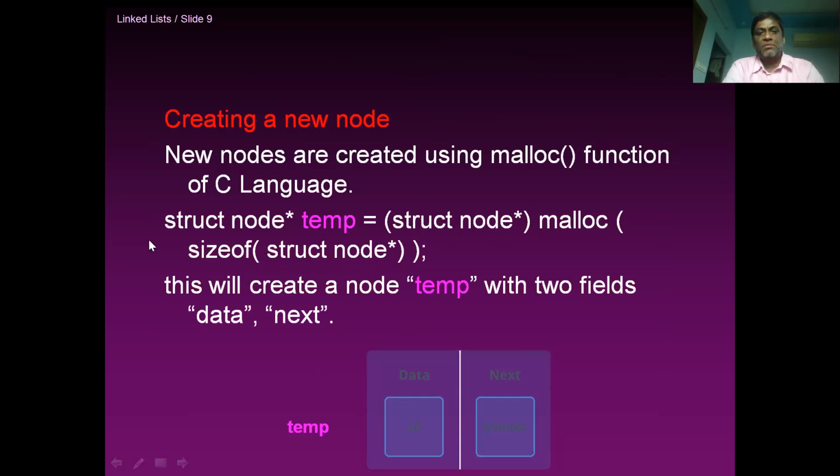So you need to remember this particular syntax of creating a new node, because this will be used in almost every operation. Whenever you create a new node, a temporary node, you will be using this concept only. When you do this, it will create a node with the name temp. A new node temp will be created with two fields inside it. The first field is data, which can accommodate some element, and the second field is next, which can point to the next node and store some address. So this is how a new node is created.